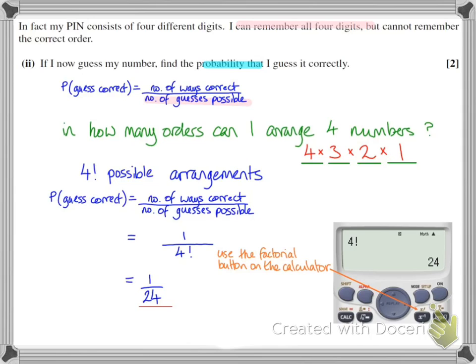Again, I'll just check the question again. It was asking for a probability, so I was expecting a value somewhere between 0 and 1.